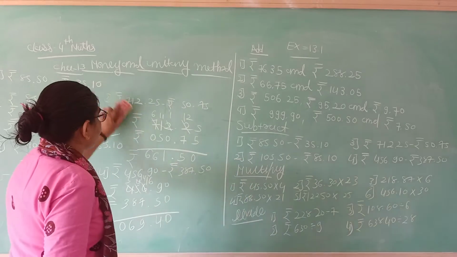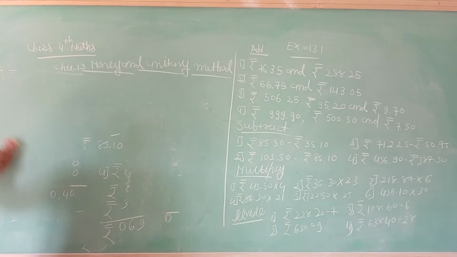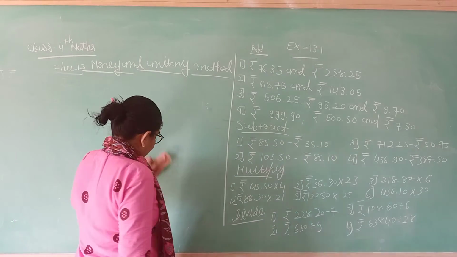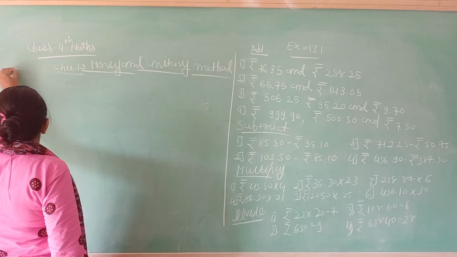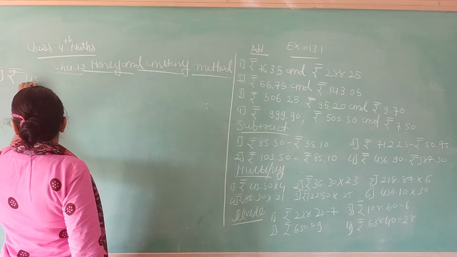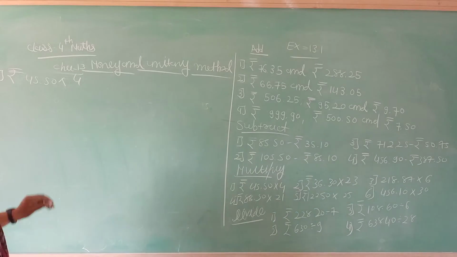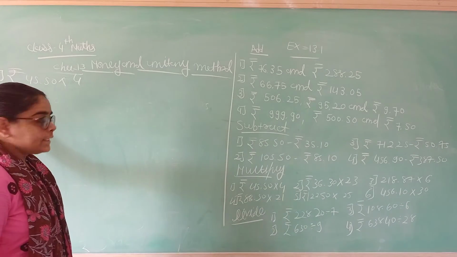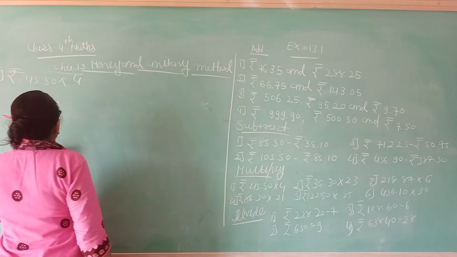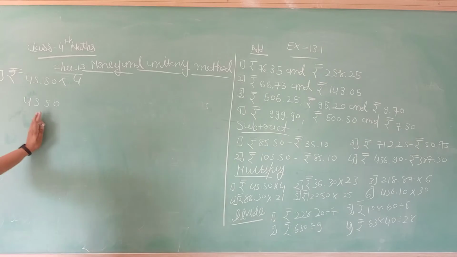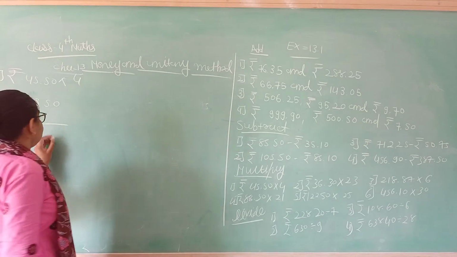Then our next operation is multiplication. Okay, so how can we do multiplication? You know. First is rupees 45.50 into 4. My dear students, here first remove the decimal point. Okay, so 45, 50. Directly you write down 4550 into 4. So 4 zeros are 0.